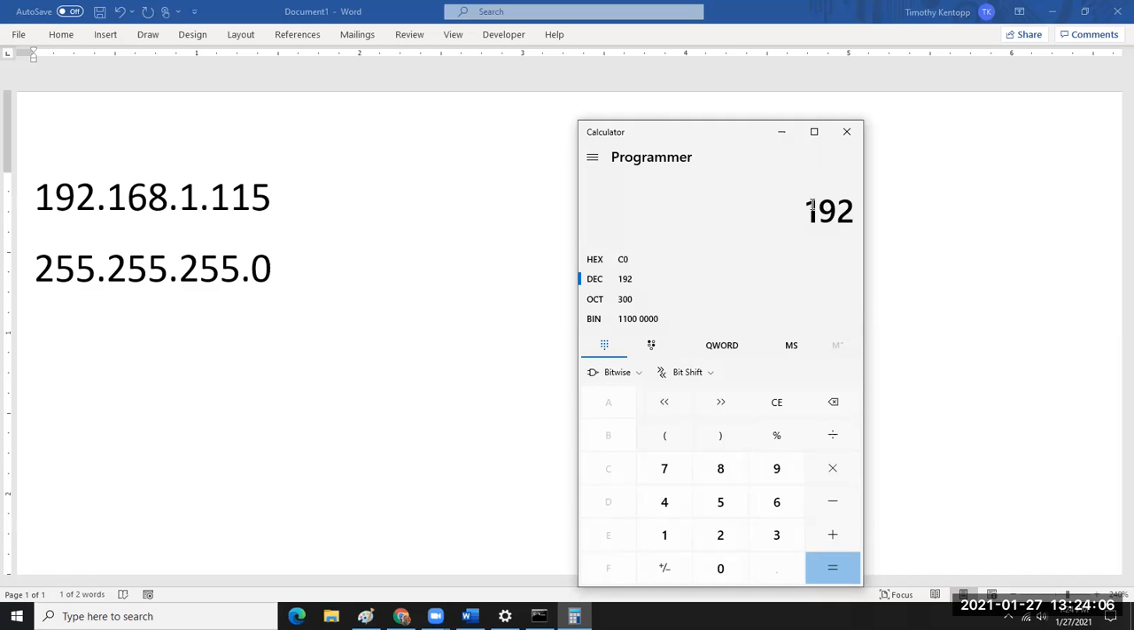So I can take 168 and put it in. Well, that octet is 10101000. And the 1, we already told you what the 1 is. Let's see what 115 is. The 115 octet is 01110011. Does everybody understand what I'm talking about here?